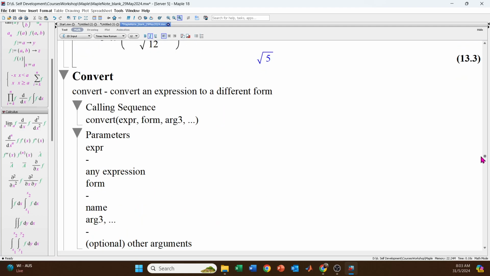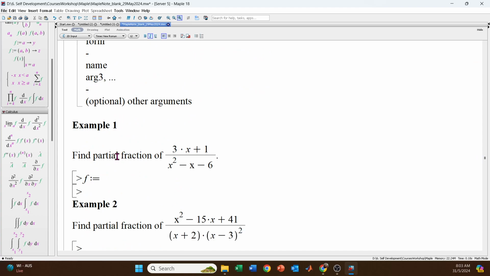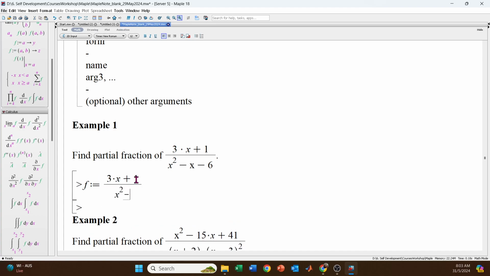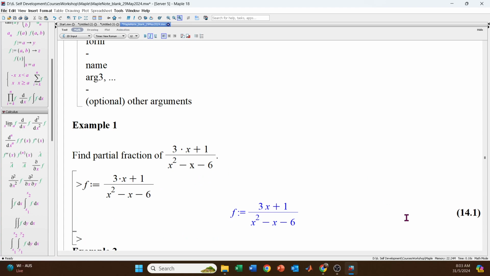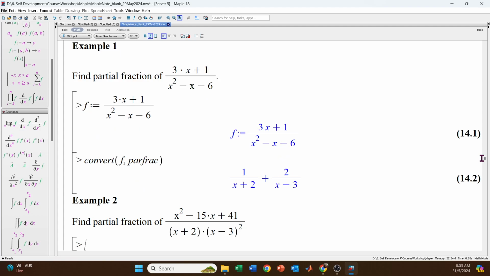And then convert is to convert an expression to a different form. Normally I use it to convert to partial fractions. Let's say f is (3 times x plus 1), select everything, divided by (x squared minus x minus 6). Enter. I want to get the partial fraction, so I use convert f to PARFRAC, partial fraction.